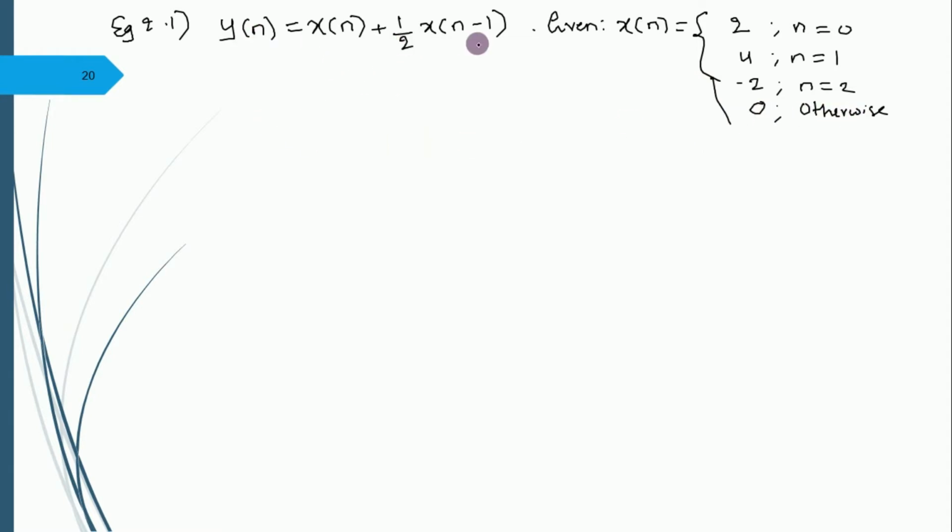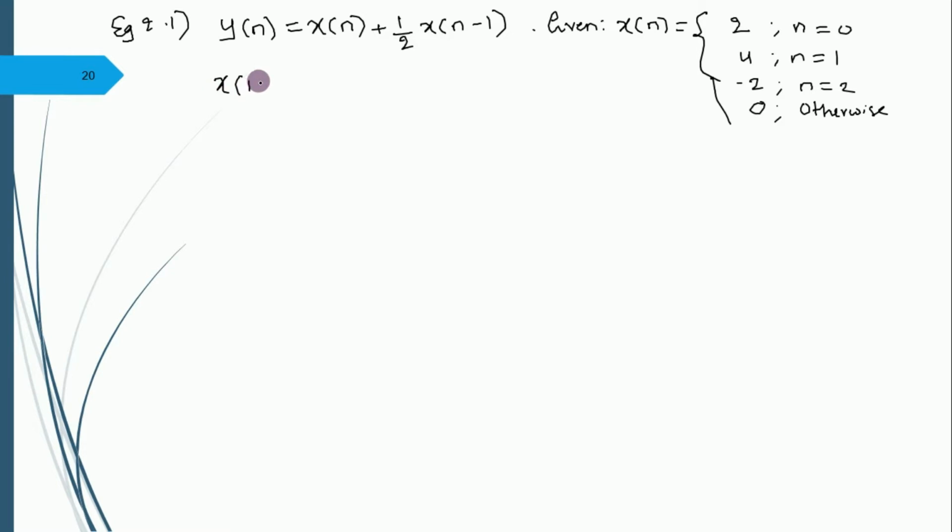Now there is a system given. Of course, it has output and input. For an output and input combination equation, we call it a system. The system is given and the input is separately given, but there is no h of n given. To find h of n, we have to do some extra work here.